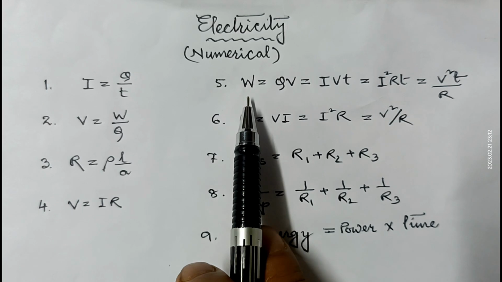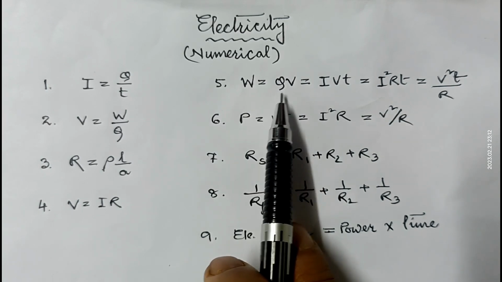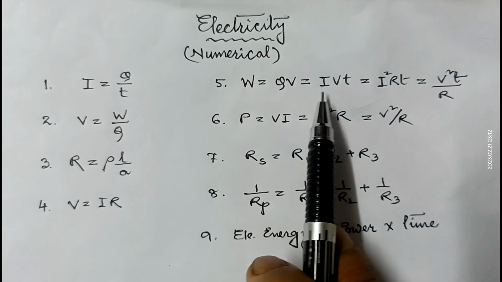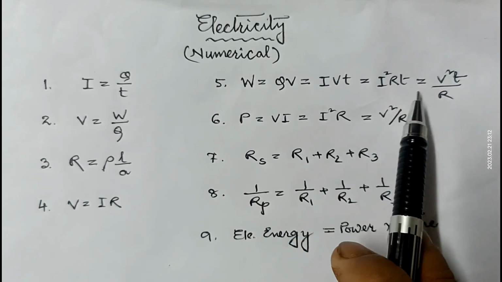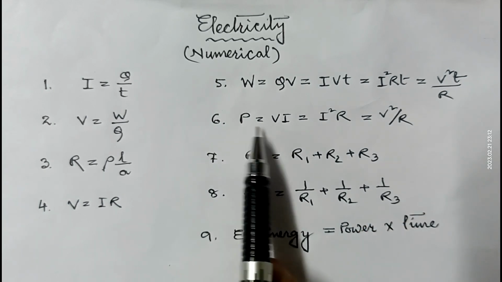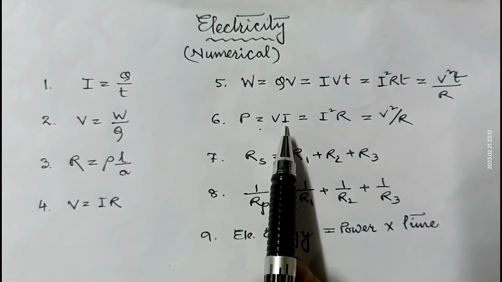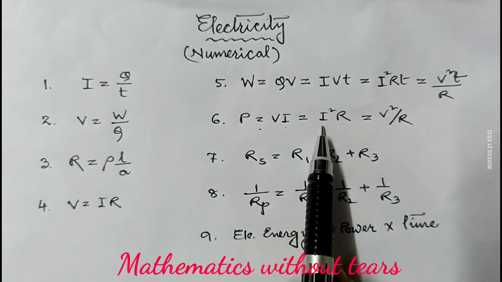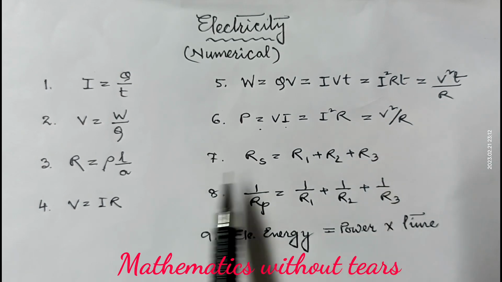The fifth one is work done, W equals Q into V, where Q is the charge and V is the potential difference, which equals IVT, equals I square RT, equals V square T by R. For power, P equals the product of potential difference and current, V into I, which equals I square R, which again equals V square by R.